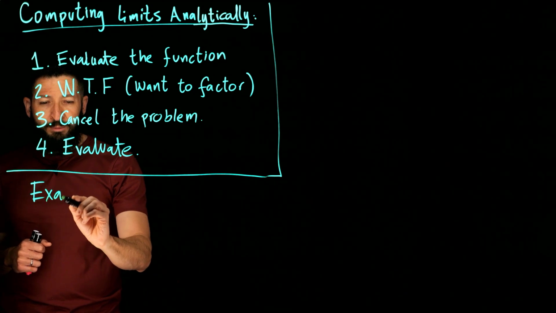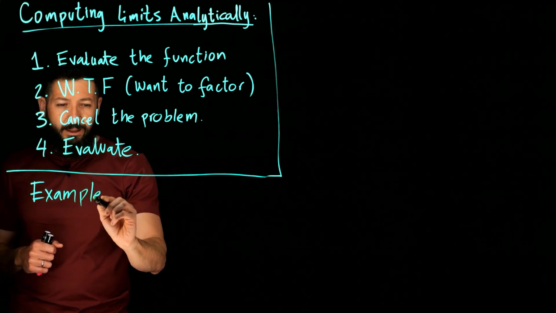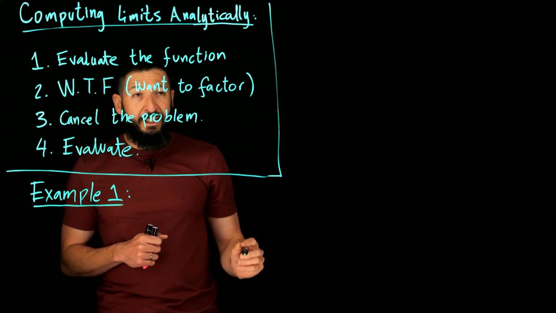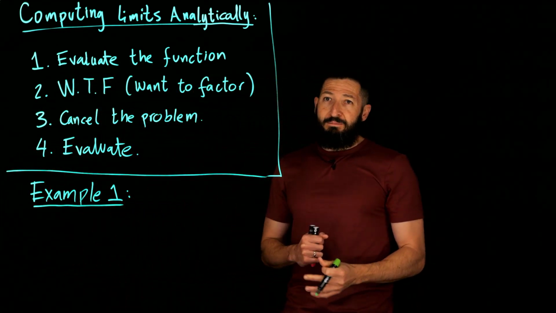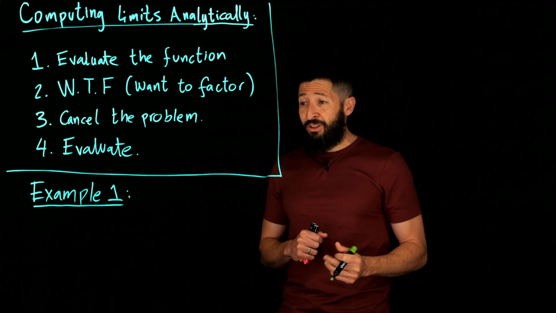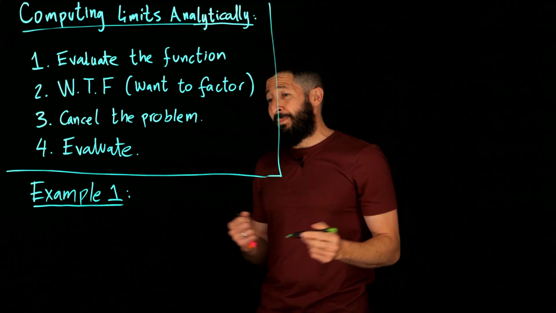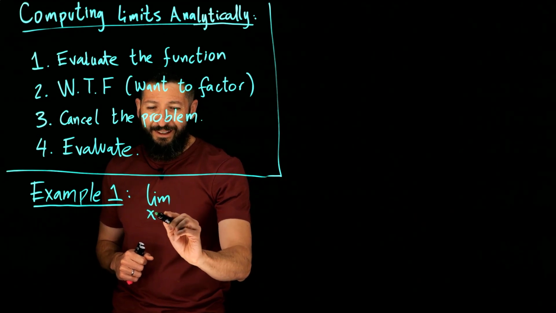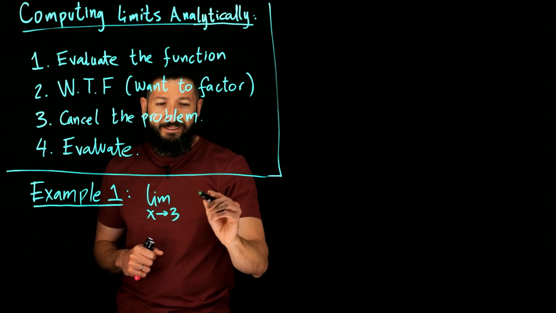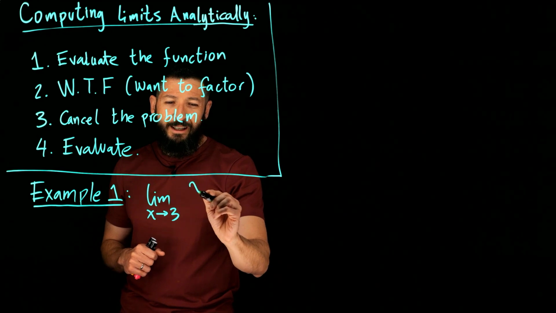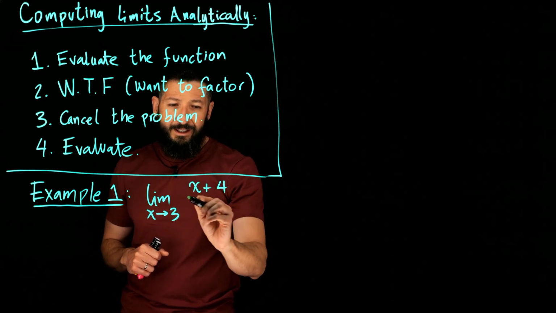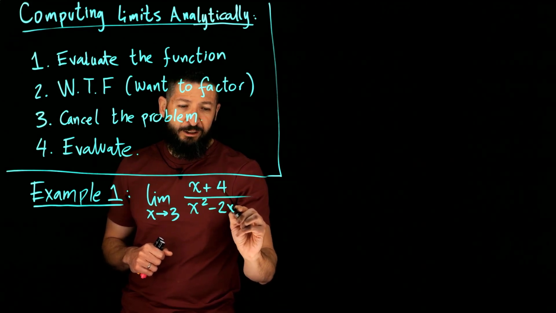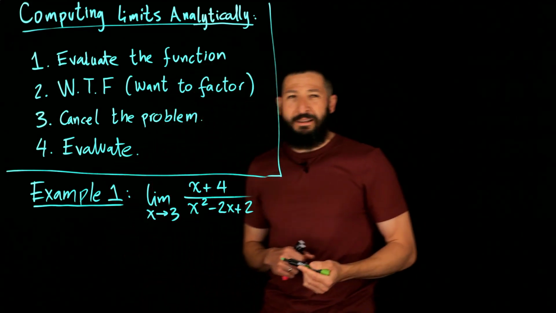So the first example, this would be if I make a mistake and I give you an exam where it works out to be just evaluating and you just get one step and you're done. That would be great, but very unlikely that that's going to be the case. So let's say limit as x goes to 3 of x plus 4 divided by x squared minus 2x plus 2, something like that.